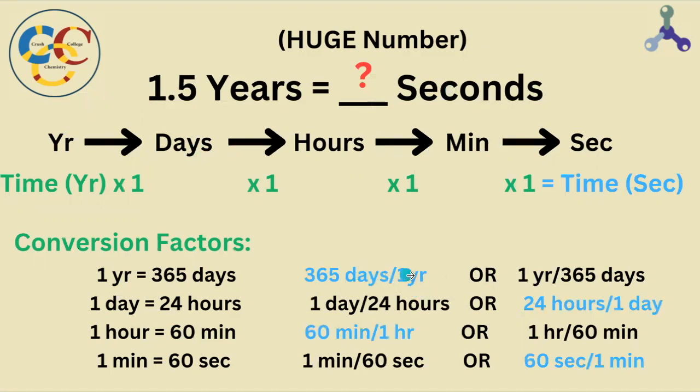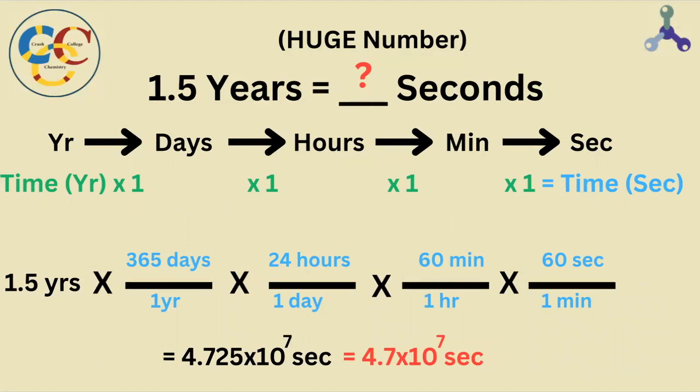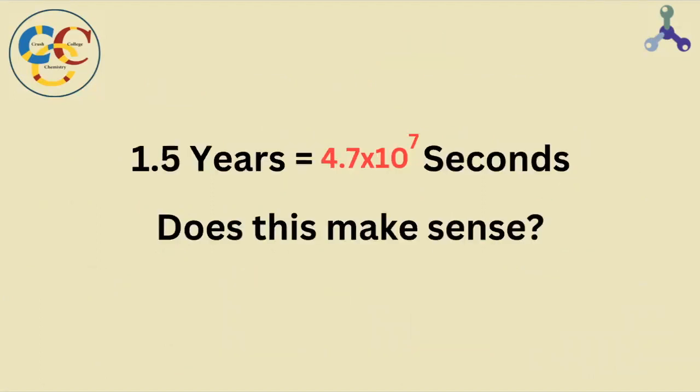Now, specifically, we are choosing the ones in which we cross out the right units and we're left with the correct units. So if you look at this, we go from 1.5 years into however many seconds that is. We multiply it by one conversion factor, and then another, and then another, and another. But we do it in a way such that the years cross out with the years, the days with the days, hours with the hours, etc. And we do that, and we get 4.725 times 10 to the 7 seconds, or 4.7 times 10 to the 7 seconds, accounting for significant figures.